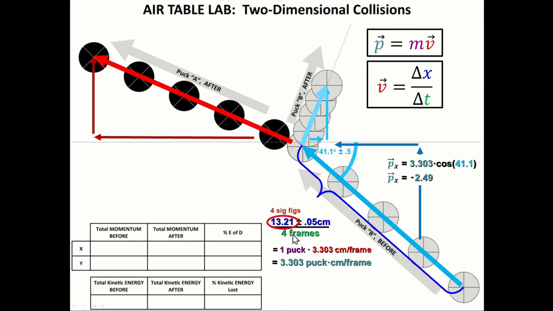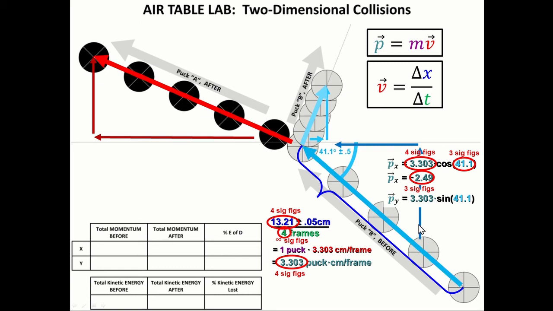Okay, and then let's think about sig figs for a second. This had 4 sig figs. That looks like it only has 1 sig fig, but it was counted out, exactly 4 frames. And so our answer can only have 4 sig figs. Our angle only had 3 sig figs. So our momentum here in the x direction should only have 3 sig figs, the weakest link. All right, so that's how much momentum was in this direction before.